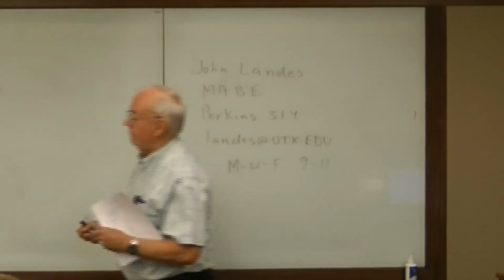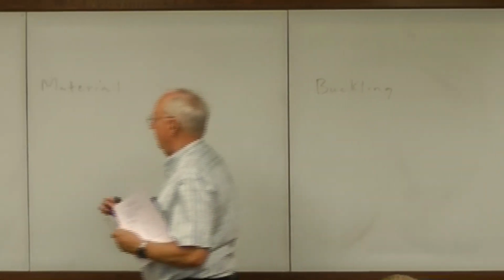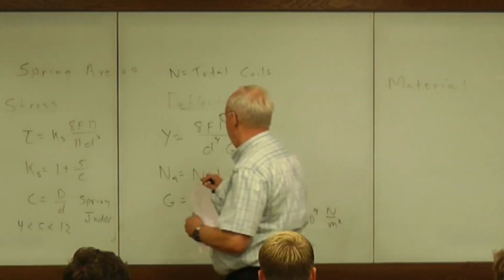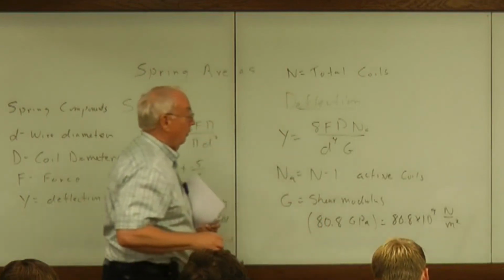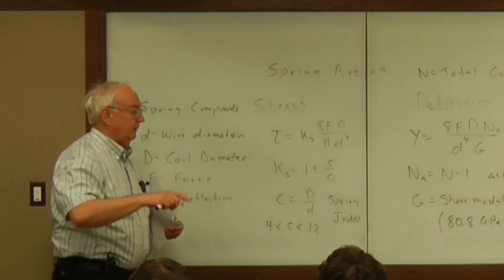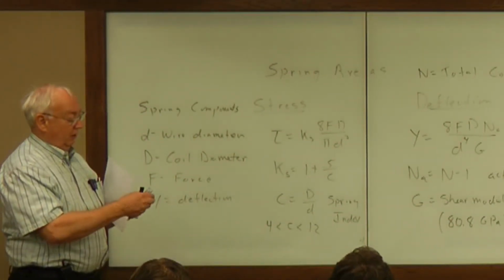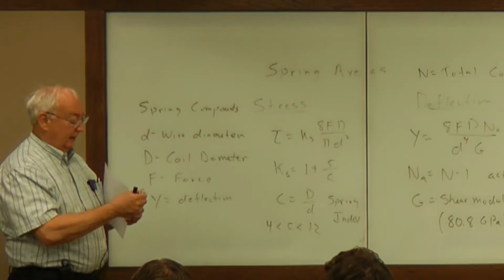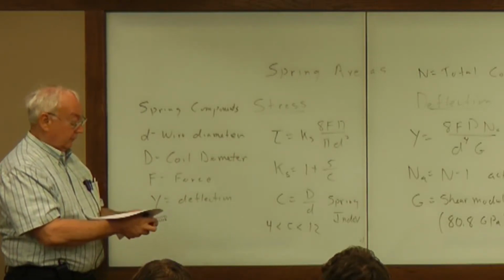And in the case I've chosen, you have to choose this. The case I've chosen, it's N-1. It's called plain ground ends. Plain ground ends has about a half of a coil at each end that doesn't participate in there. So that's where that comes from.